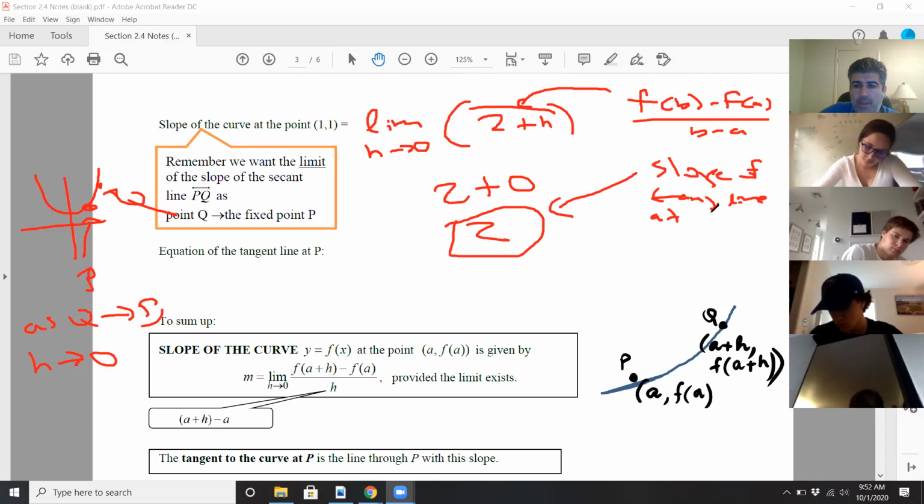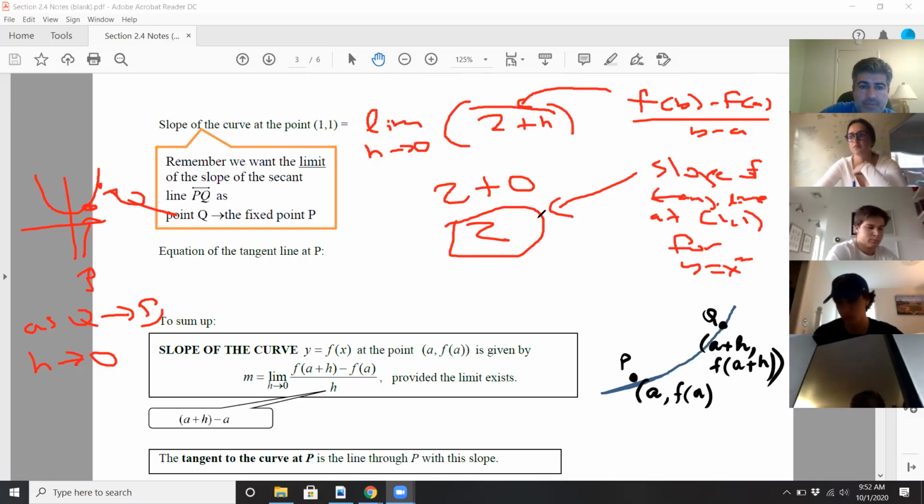Slope of the tangent line at (1, 1) for y equals x squared. That's what I just computed. The slope of the tangent at (1, 1) for y equals x squared. So the equation of the tangent line will be this.